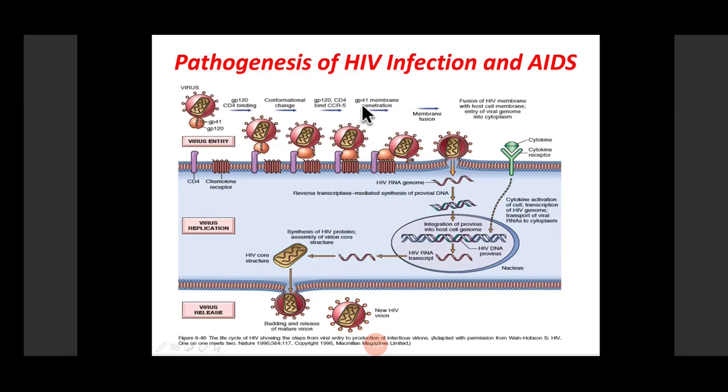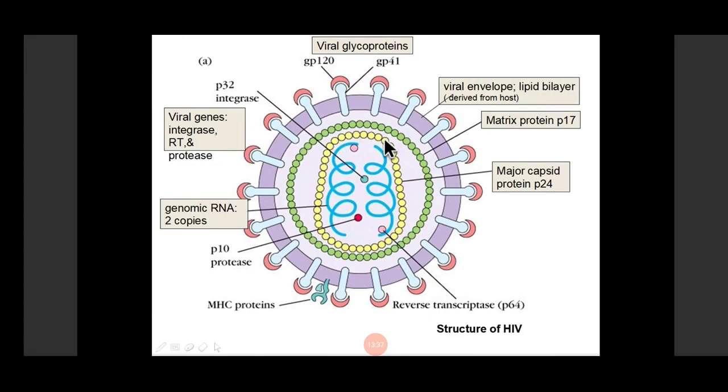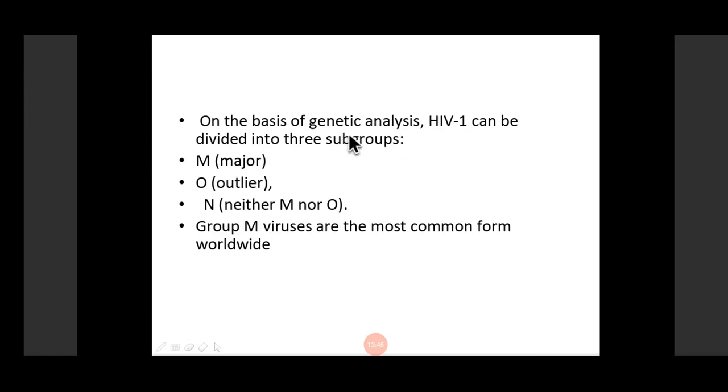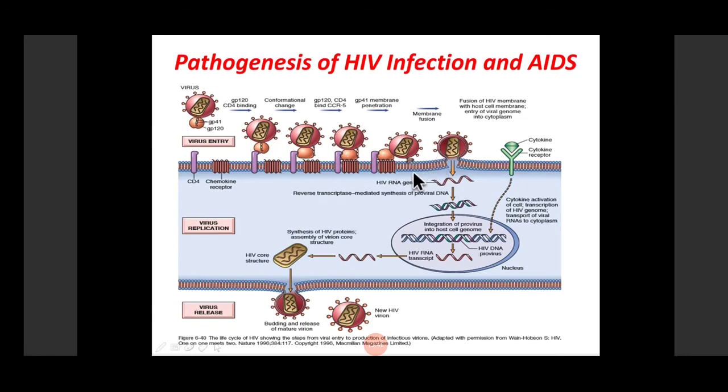The other viral glycoprotein is GP41, which we have read. See this GP120 and GP41. GP120 binds to the CD4 plus receptor, and GP41 helps in the entry of the virus, in the cleavage of the CD4 plus membrane and entry of the virus particle inside the cell. Then this GP41 penetrates the membrane, and it causes lysis of the cell membrane, and the virus membrane fuses with it. Then there is entry of the viral genome into the cytoplasm of the host.